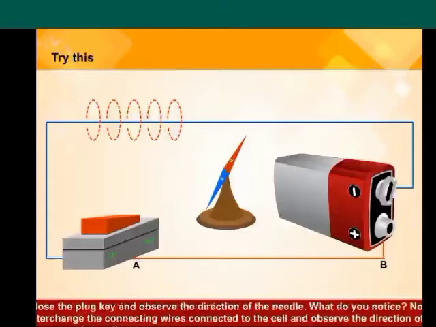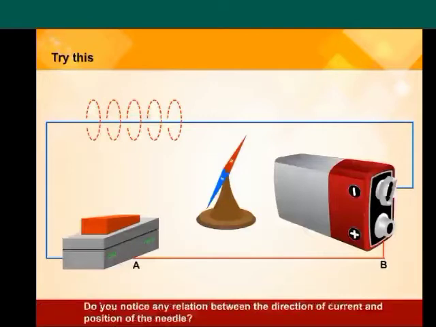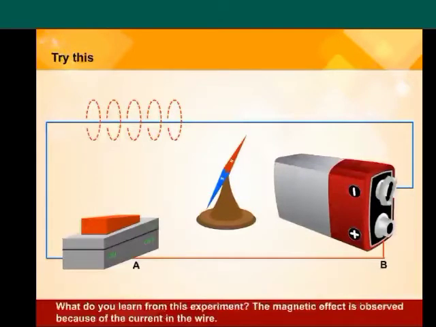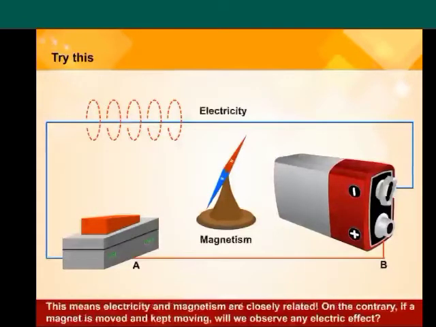What do you notice? Now interchange the connecting wires connected to the cell and observe the direction of the magnetic needle. Do you notice any relation between the direction of current and position of the needle? What do you learn from this experiment? The magnetic effect is observed because of the current in the wire. This means electricity and magnetism are closely related.